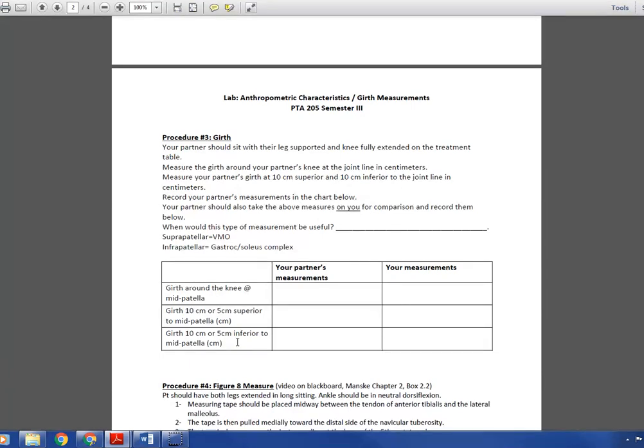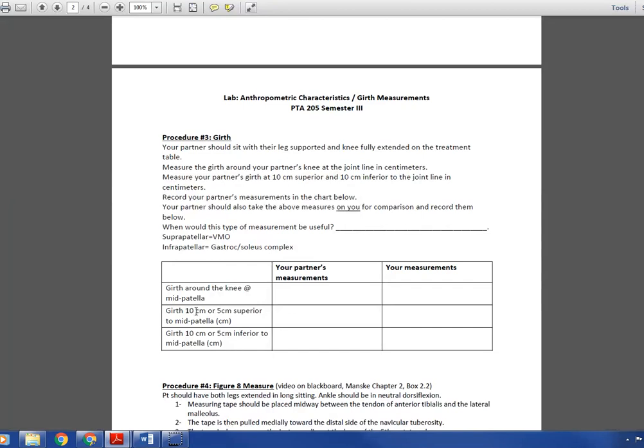Just to keep in mind, however you decide to do your measurements, whether you do them at the joint line or the mid-patella, or if you measure 5 or 10 centimeters superior or inferior, you need to make sure that you document that in your chart. This way, when someone goes to replicate your measures in the clinic, they'll be able to measure exactly at the same point that you did.